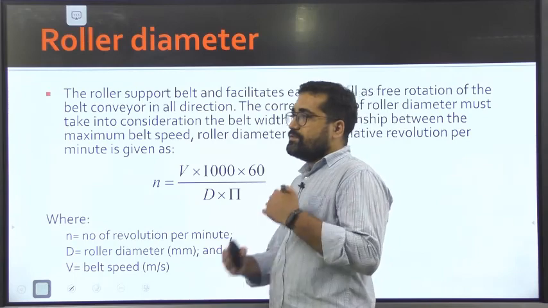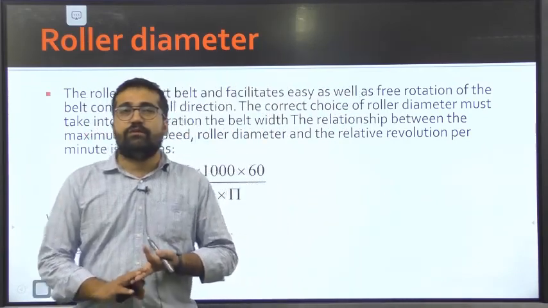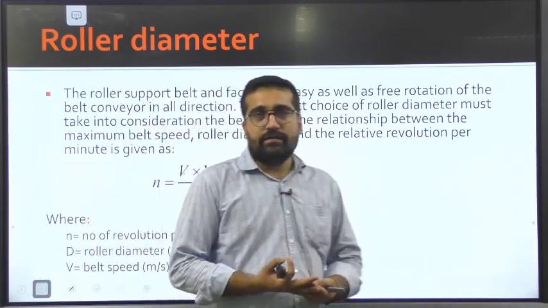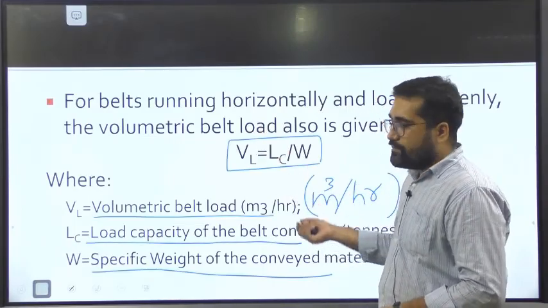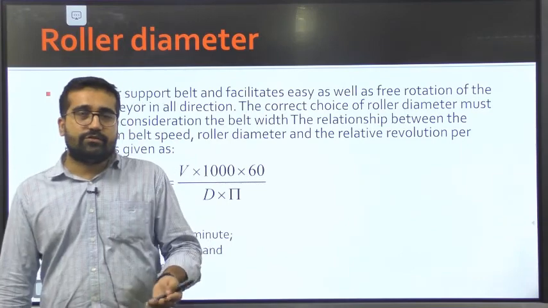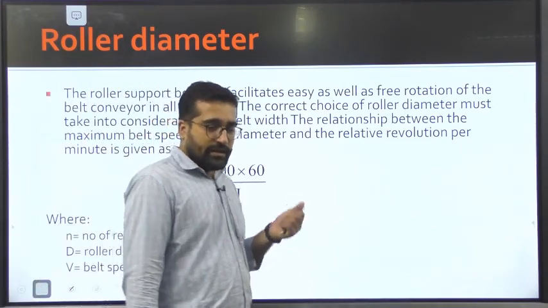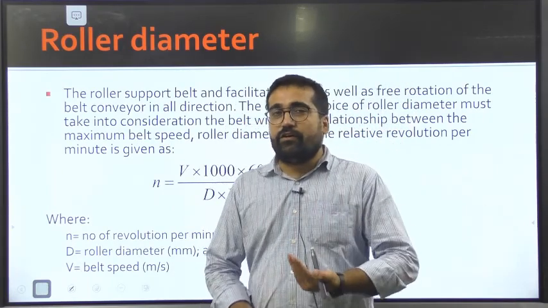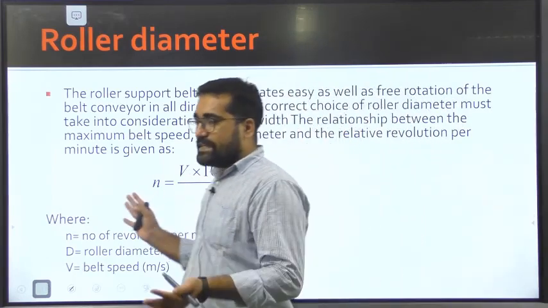Once we find out the capacity, what should be the dimension, what should be the volume of material we are conveying? Volumetric belt load we find out, and total live load we have to find out. That is C, then we find out the belt capacity, then we find out the velocity of the belt. After finding all those things, the belt design is finished.